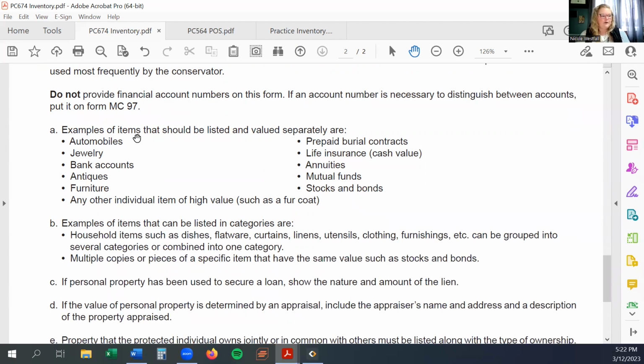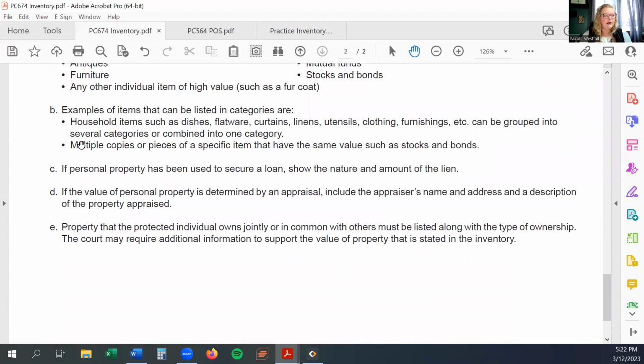So we have automobiles, jewelry, bank accounts, antiques, furniture, prepaid burial contracts, life insurance, annuities, mutual funds, stocks and bonds, like I listed before, and then any other individual item of high value, such as a fur coat, right? So we just touched on that briefly earlier. Then examples of items that can be listed in categories.